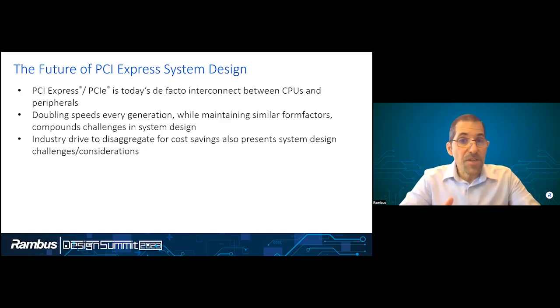Speeds are doubling every generation, going from Gen 5 to Gen 6 and the future Gen 7. Maintaining the same form factor, since motherboard sizes aren't getting any smaller, means the same reach, which compounds challenges in system design. There's also a drive from the industry to reduce costs, and one way to do this is by disaggregating some of the components that are attached to the server systems. I'll talk about some of the challenges and considerations in implementing this disaggregation methodology as customers start developing their systems moving forward.